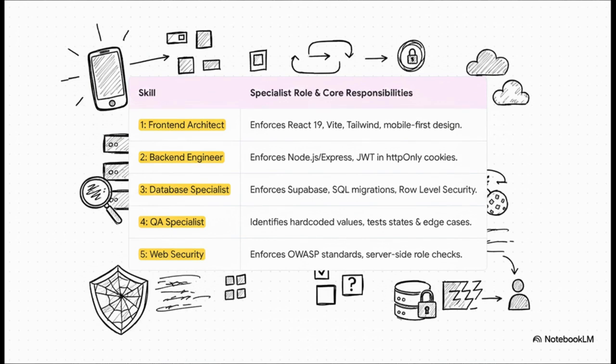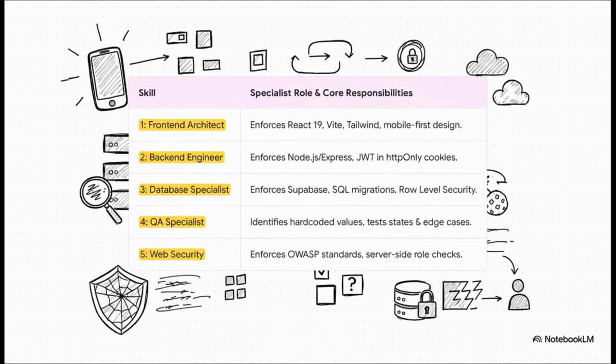This enforces the use of Supabase and Postgres, requires version SQL migrations, and mandates role-level security on all tables. Skill 4, the QA specialist. This acts as an automated tester, identifying hard-coded values, ensuring all component states are handled, and testing edge cases.